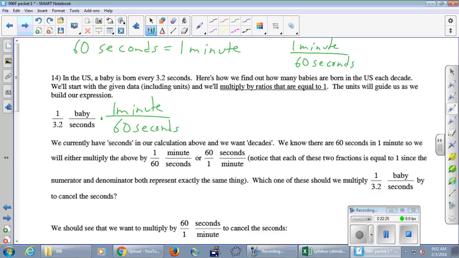Haven't changed anything. Now, putting the fraction like that, do I get to cancel the seconds? No, because they're both on the bottom. And I wanted it so that 1 would be on the top and 1 would be on the bottom so I could cancel. So what should I do with this fraction? Flip it over. You copy this. 60 seconds over 1 minute.